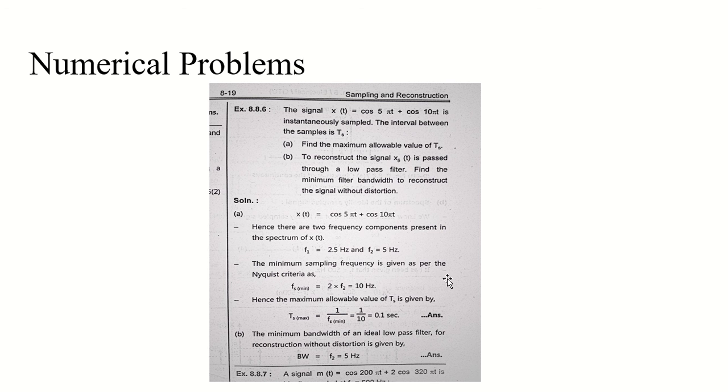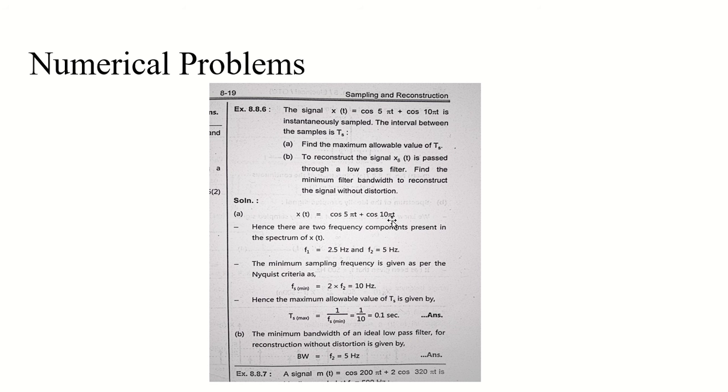So now first, you know what your original signal is, right? Cos 5 pi t plus cos 10 pi t. As you can clearly see, there is only one plus sign, which means there are two frequency components present in the spectrum of x of t. Which two are there? They are 5 pi t and 10 pi t, right? And based on that, in order to calculate the frequencies, you just have to invert it. You will get 2.5 hertz and 5 hertz.